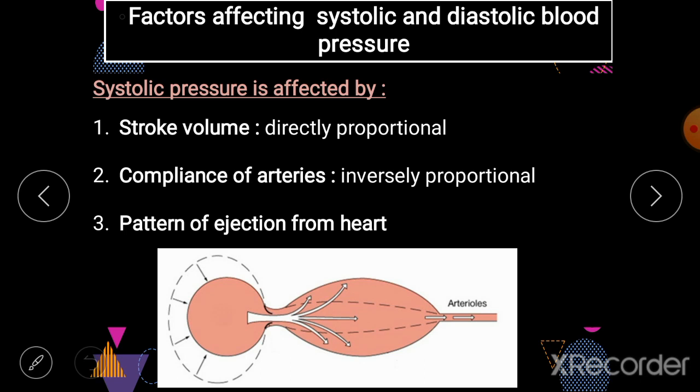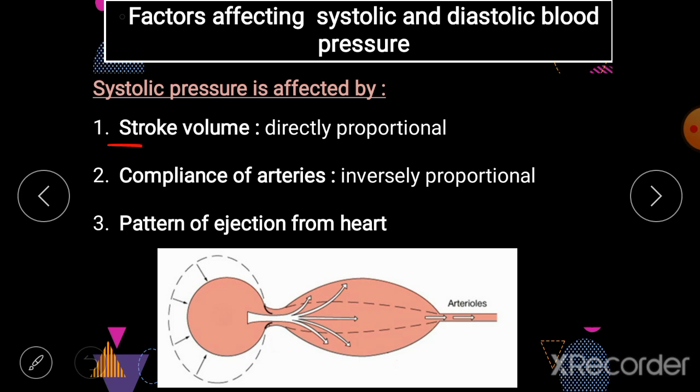So let us study what are the different factors which affect the systolic and diastolic blood pressure. So let us first study the factors affecting the systolic blood pressure. What is the systolic blood pressure? It is the pressure in the aorta when the ventricle is pumping, and in a normal person it is about 120 millimeter mercury. So now let's see what are the factors which affect systolic blood pressure.